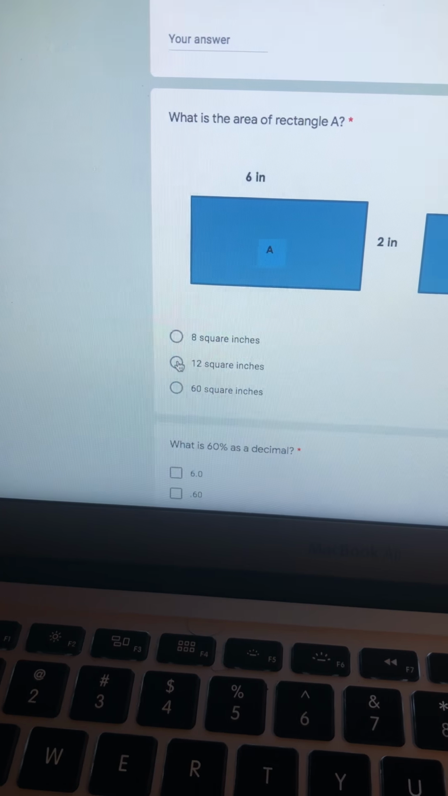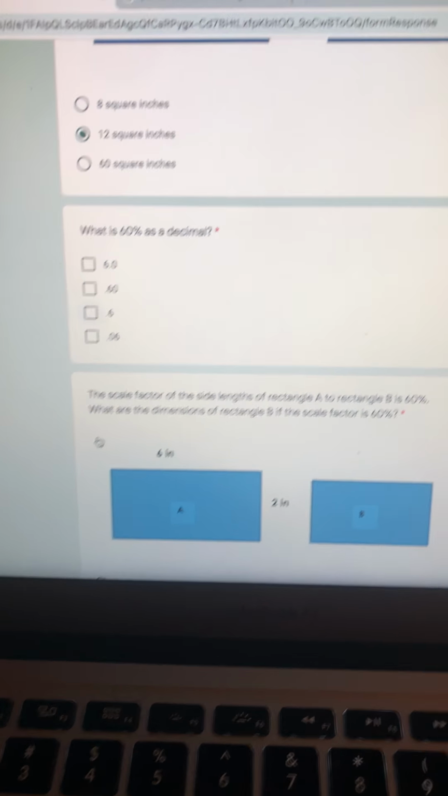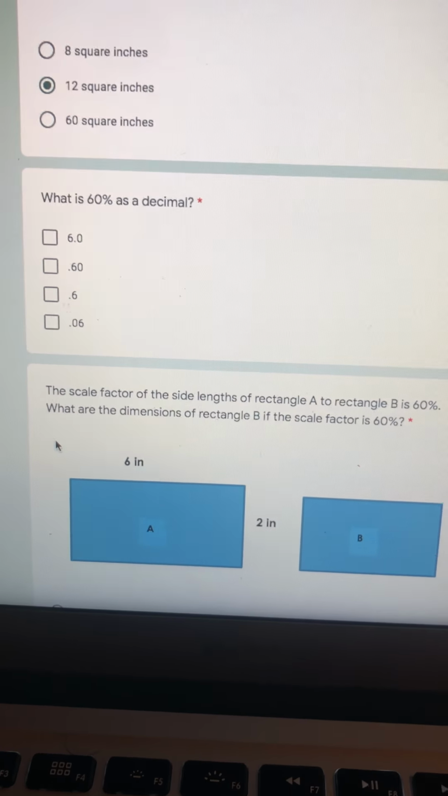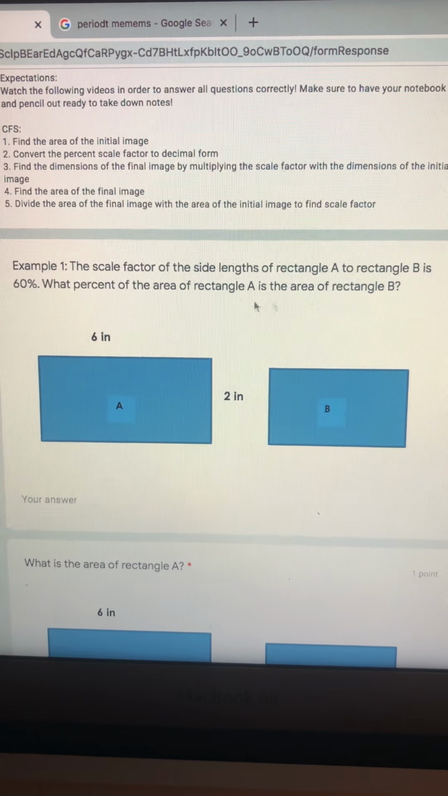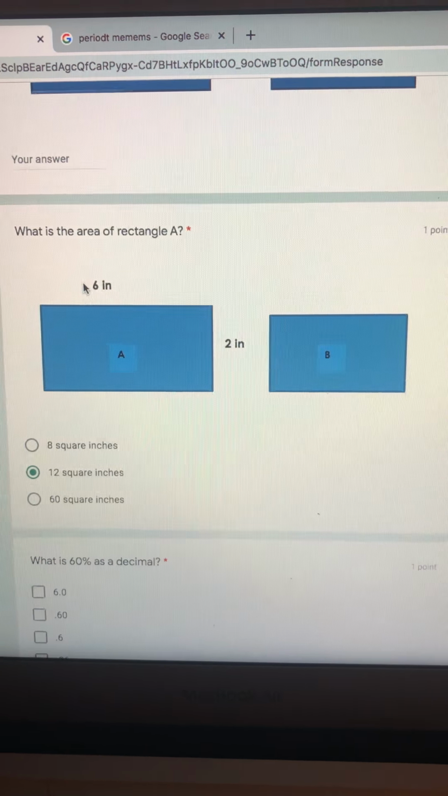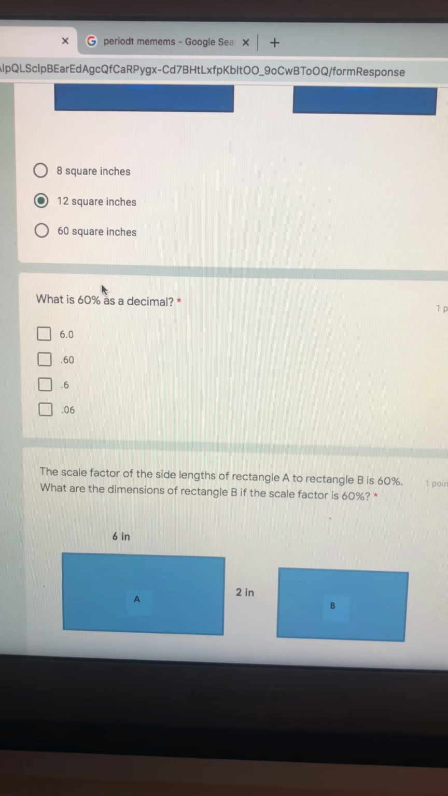So the area is 12. Did I say 2? It's 12 square inches. Okay, next, what is 60% as a decimal? The reason we're going over this is because it's telling me that the scale factor is 60%, and I know that I'm going to need to convert that into a decimal.